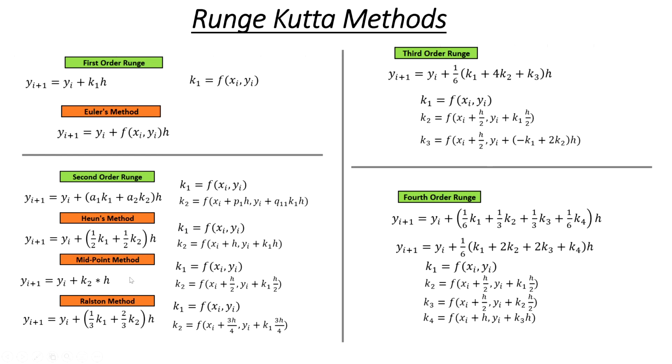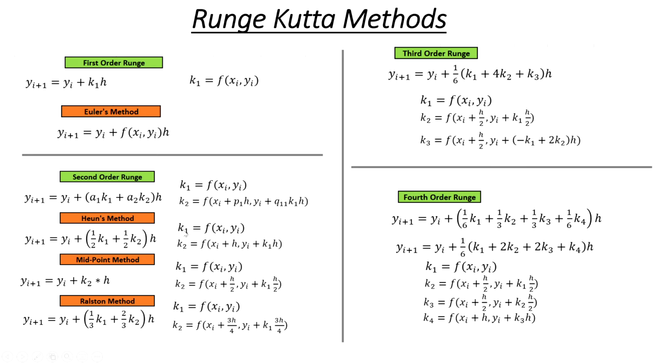And with the midpoint, again, k1 is defined as the derivative at the start of the interval, and k2 is the derivative at the midpoint, so it's x_i plus h divided by 2, and here we use Euler again to get this y, so it's going to be y_i plus k1 h divided by 2. And finally, with Ralston, again, k1 is the derivative at the start of the interval, and this is the x value at the 3/4, and also this is using Euler to get the y value at the 3/4. Now, this is the second order Runge-Kutta. Now let's actually look at the third order.